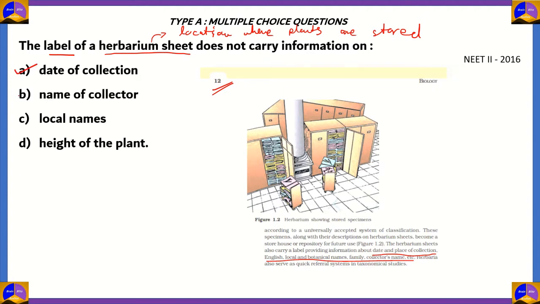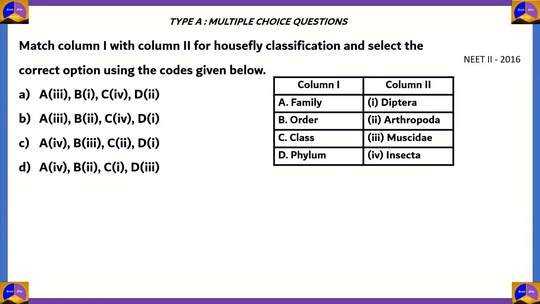The name of the collector is also present so that it tells us who collected the specimen. And since the plant has different names, they give local names as well as English names. Also, the scientific name is given for that particular species. But since different organisms might be in different stages of growth, option D, height of the plant, is not given. So option D, height of the plant, is the piece of information that is not usually recorded in the label of a herbarium sheet. Now let's look at another question.